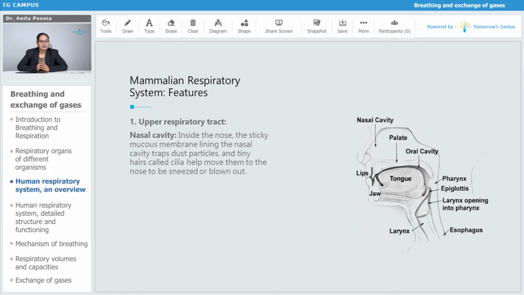Talking about the nasal cavity here, inside the nose, the sticky mucous membrane that is present in the lining of the nasal cavity traps the dust particles, and tiny hairs that are called cilia help move the dust particles to the nose to be sneezed or blown out, and do not allow foreign substances from outside inside the body. This is how they work.